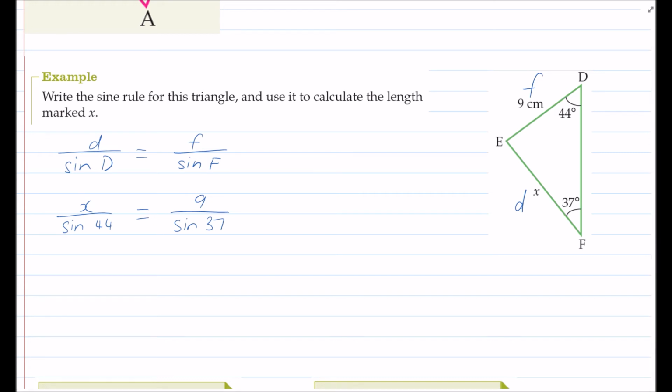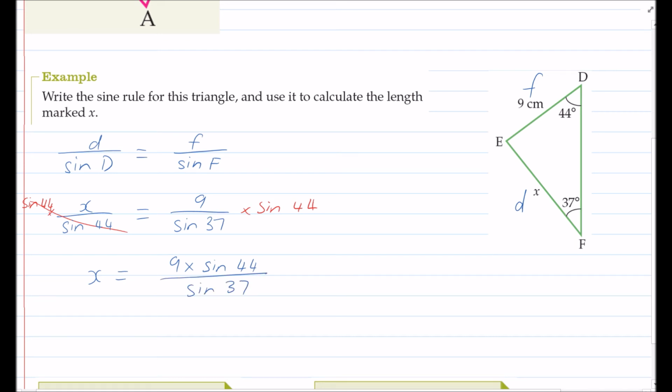So we'll start that by multiplying both sides by sine 44, and that has the effect of cancelling out the sines on that side. So we're simply left with x equals 9 times sine 44 over sine 37.